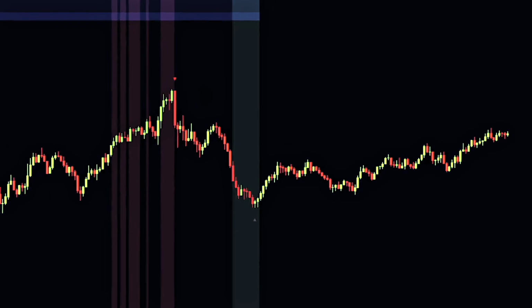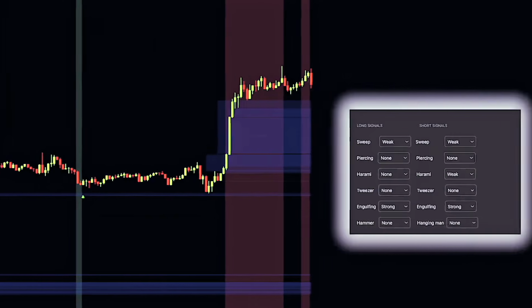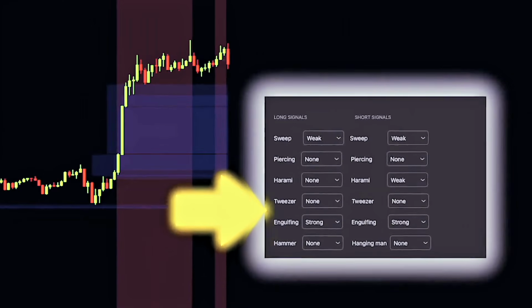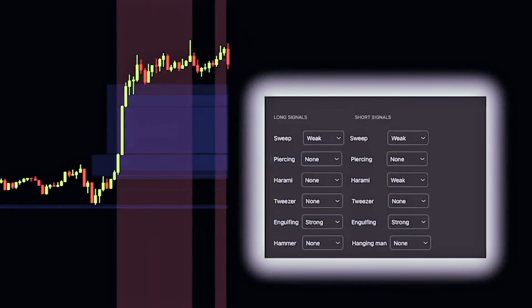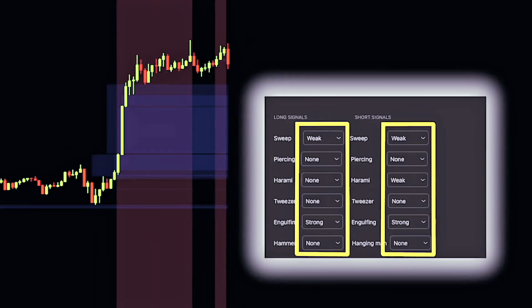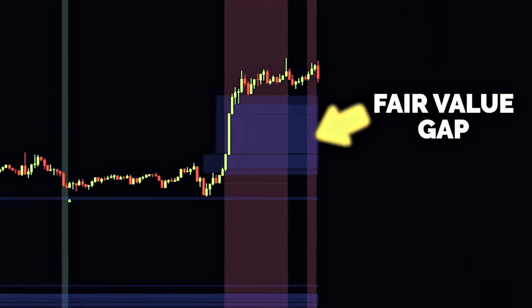What makes this one stand out is its combination of RSI thresholds with candlestick patterns. Think engulfing candles, hammers, tweezers, and piercing patterns. These give you extra confirmation. You can even fine-tune how strong these signals need to be so your chart stays clean and focused only on what matters most. Another powerful feature is its integration of fair value gaps.